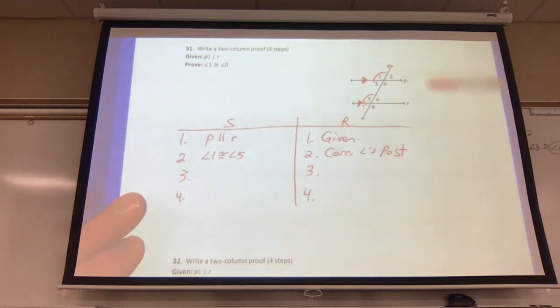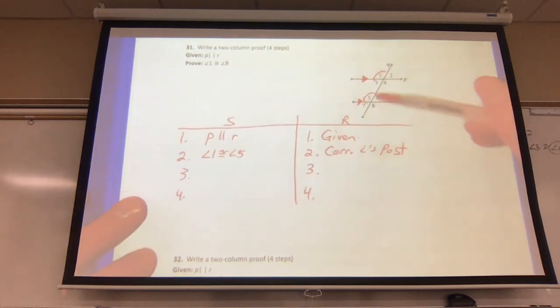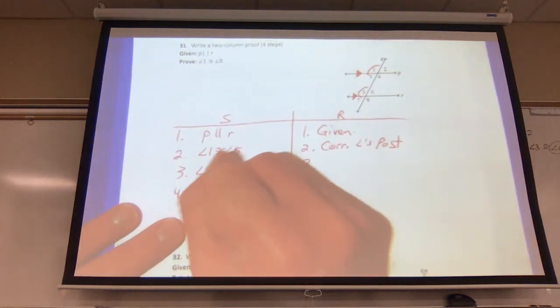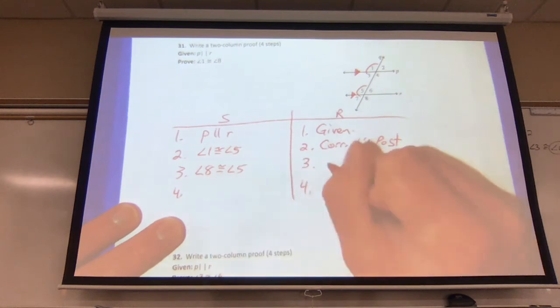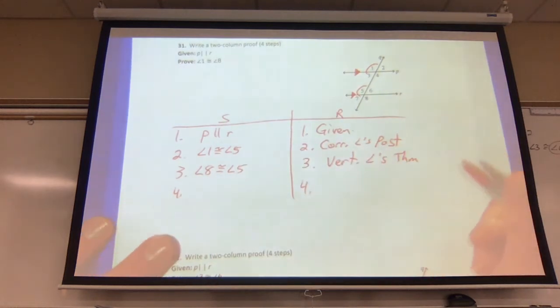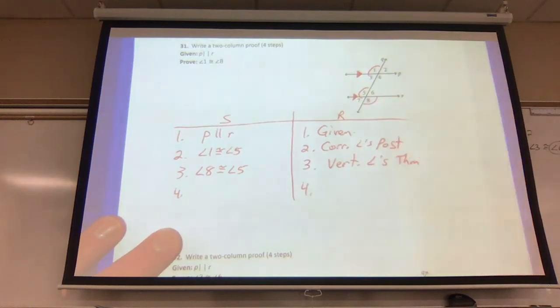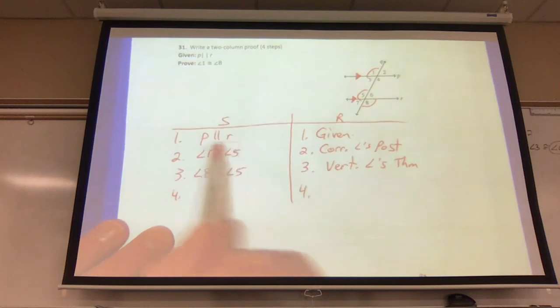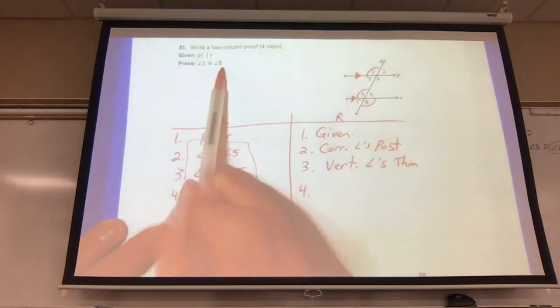We also need to get angle 8 in the proof. So let's look at the picture. In our picture, can anybody figure out an angle that 8 is congruent to? 5. 8 and 5 are what kind of angles? Vertical. So we could say that angle 8 is congruent to angle 5, by the vertical angles theorem. And if you want to mark the picture, you can. And now we have everything we need in these 2 steps to get angle 1 congruent to angle 8.